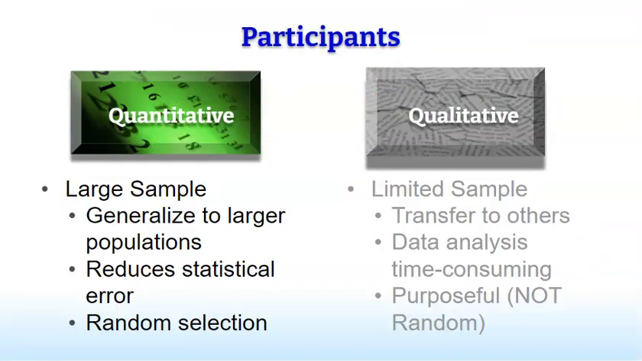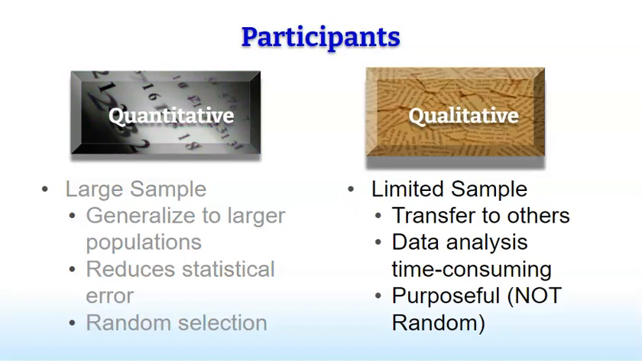Now, in quantitative research, when we're looking at participants, we're looking for large sample sizes in order to generalize to larger populations. And a large sample will reduce the statistical error. And we also talk about random selection, helping us with more reliability and validity and being able to generalize to those larger populations. So in quantitative research, we're looking for large sample sizes. In qualitative research, it's a bit different.